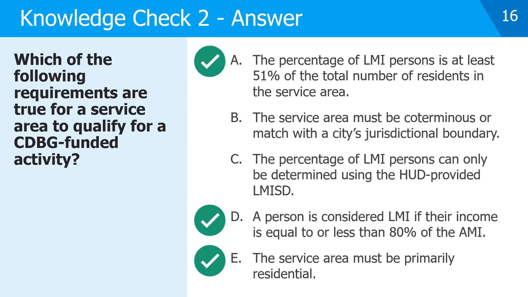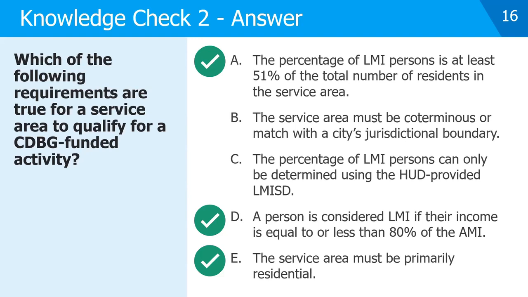A is true. The percentage of LMI persons is at least 51% of the total number of residents in the service area. So that's correct. B is incorrect. The service area does not need to be coterminous or match with the city's jurisdictional boundary. You can define a service area that crosses a boundary or that is a sub area inside of a larger area.